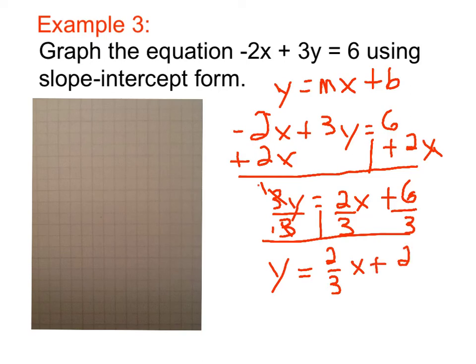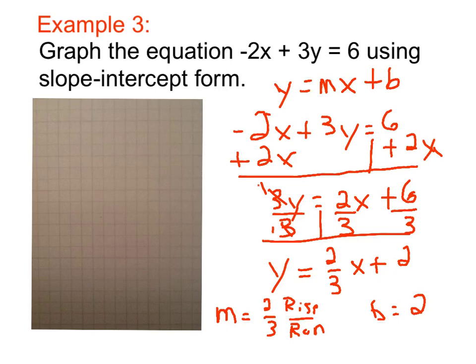And if we're looking at slope-intercept form, in the m we have 2 over 3. So that gives us our rise over our run. This is going to be our rise. This is going to be our run. Our b or y-intercept is going to be 2.